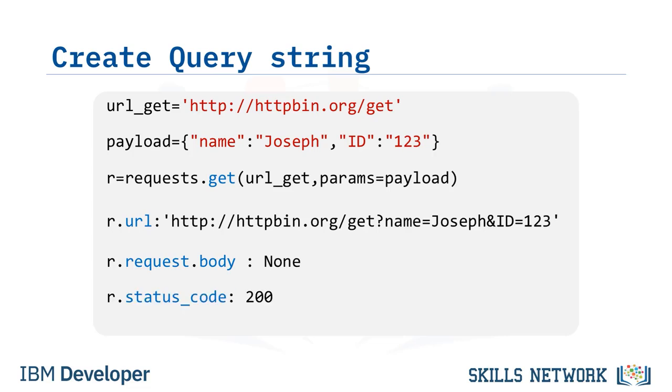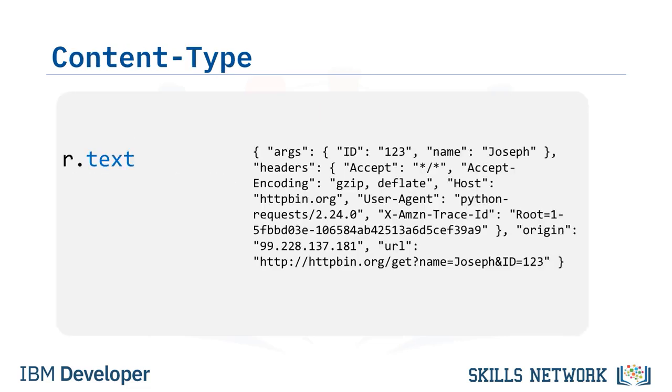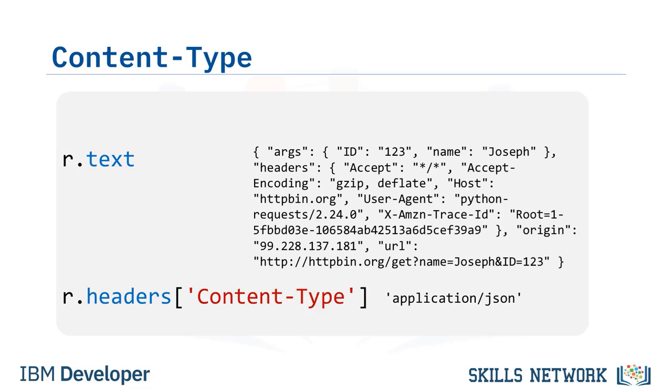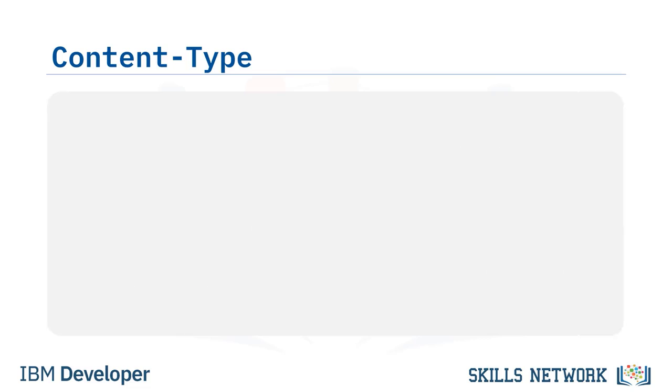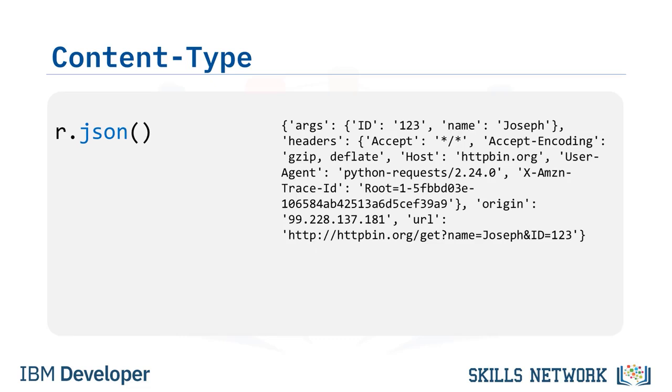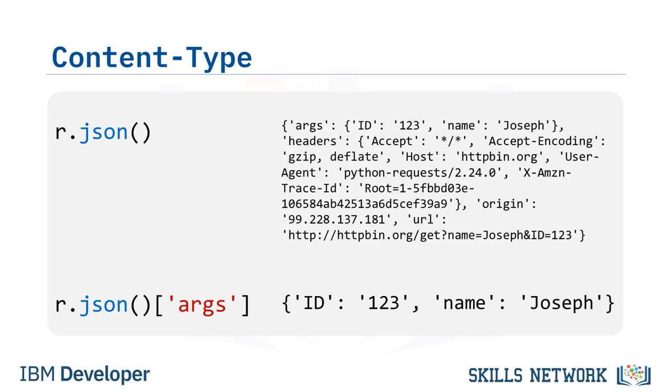We can print out the status code. We can view the response as text, and we can look at the key Content-Type to see the content type. As the content type is JSON, we format it using the method json. It returns a Python dict. The key args has the names and values for the query string.